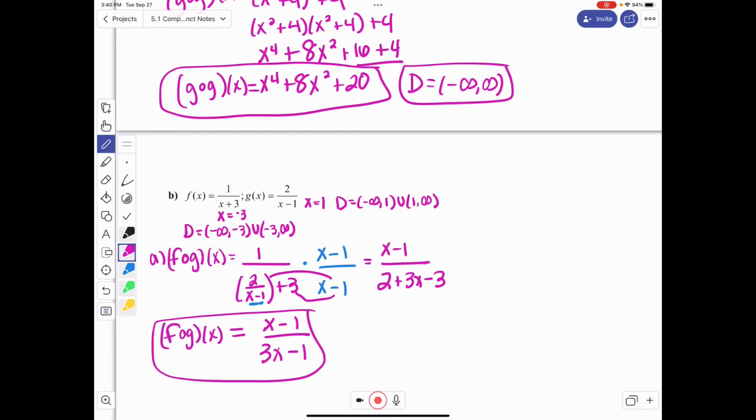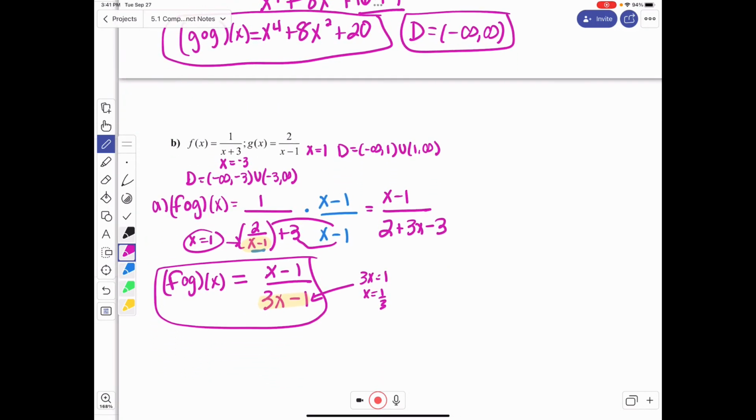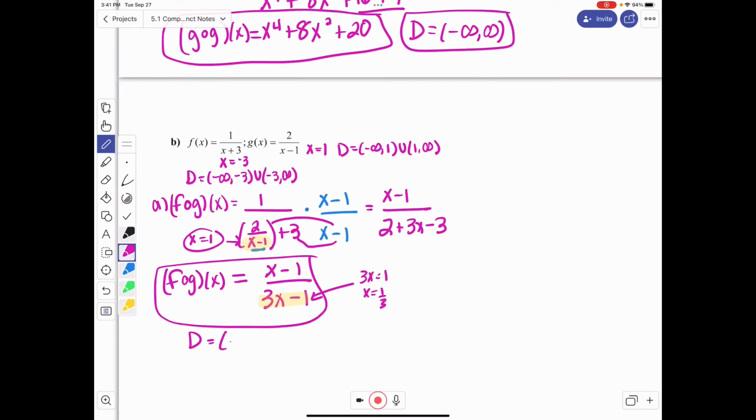Now I need to do my domain. So I'm looking at all of my denominators, which is here and here. So I have X equals 1 for that one. And for this one, if I set 3X minus 3 equal to 0 and then divide by 3, X equals 1/3. So when I write my domain, negative infinity to 1/3, union 1/3 to 1, union 1 to infinity. Because I have to talk about all of my restrictions. Where can it not be? What's going to make the bottom of the fractions 0?